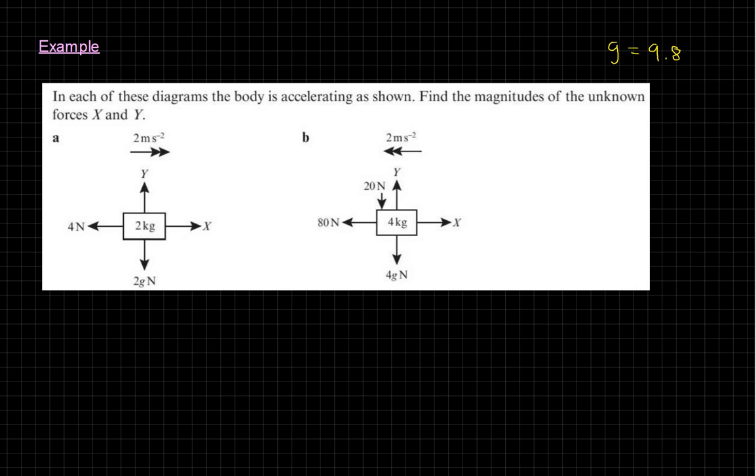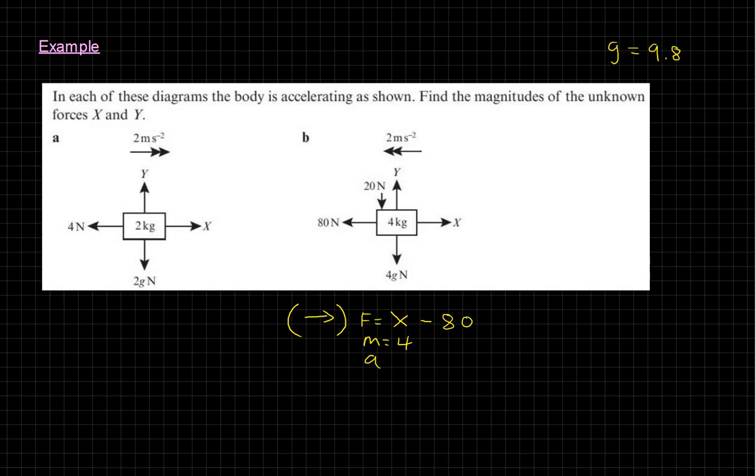For the horizontal case, we've got, again, taking right as positive this time, horizontally. So what forces have we got going on? We've got X going to the right, we've got 80 going to the left. So that's my F, that's my resultant force. My mass is 4.